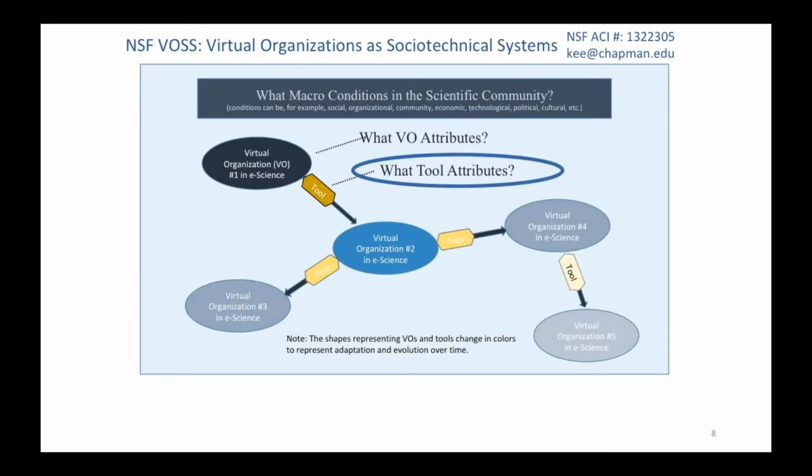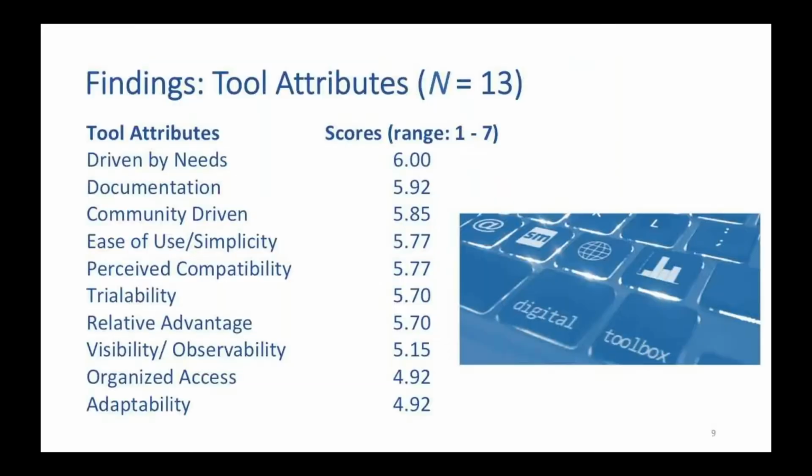All right, let's move to slide number 8. So back to this visual again, just to remind us what are some of the questions that we're after. The first section that I want to share with you all is the top attributes. So what are some of the top attributes that drive successful adoption of e-infrastructure innovations? All right, let's go to the next slide.